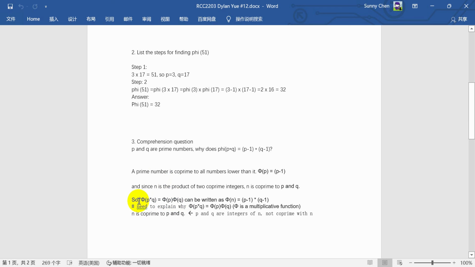So you needed to write, because phi is a multiplicative function, this equation is right. And then because p and q are prime numbers, we get phi p times phi q equals p minus 1 times q minus 1. So you needed to explain why this is correct. It's because phi is a multiplicative function. And also, this is not correct. So this doesn't really help with the argument. You can also watch the more detailed explanation at the beginning of the video.